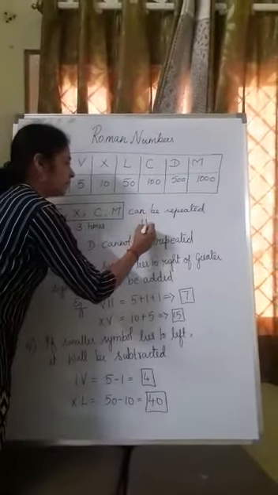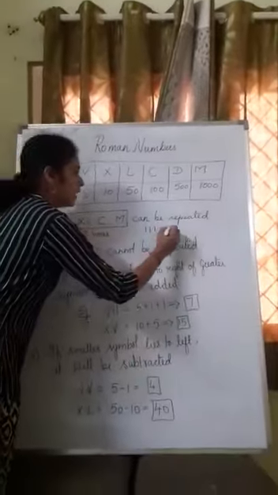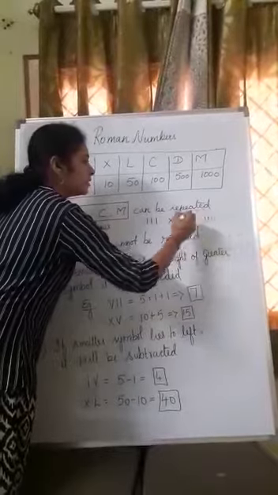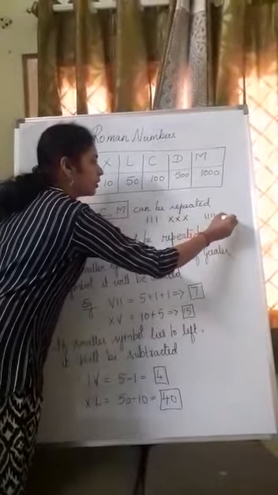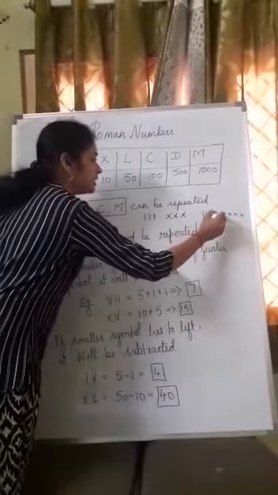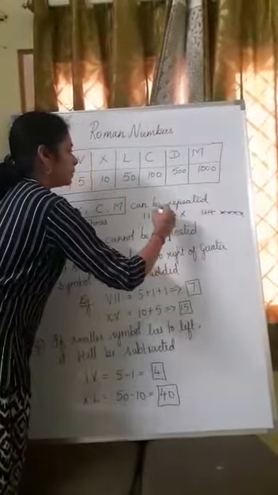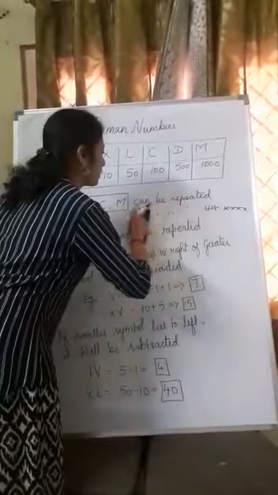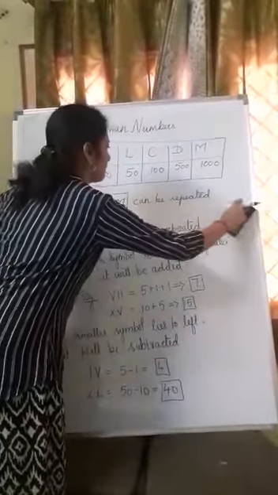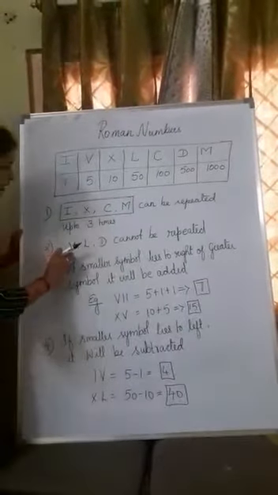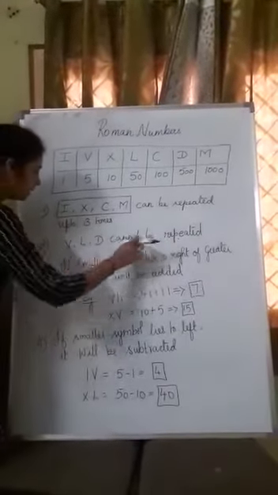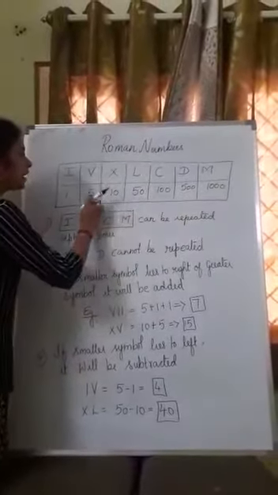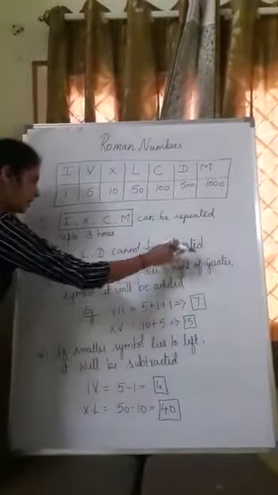For example, see, this is 3 and this is 30. For 4 you cannot write this, or for 40 you cannot write this, because 4 times repetition is not allowed. Only 3 times repetition is allowed. The second rule is, the 3 symbols which cannot be repeated are V, L and D. That is for the combination of 5s. 5, 50 and 500 can never be repeated.